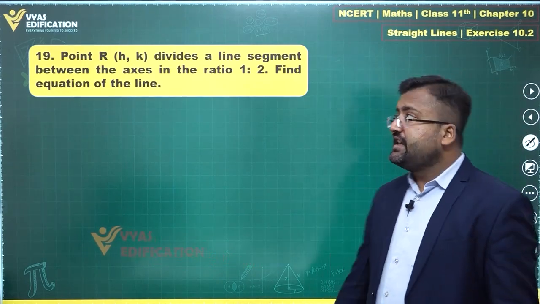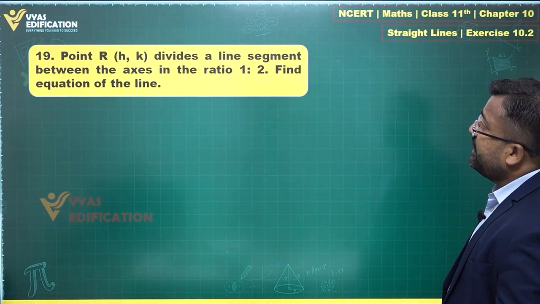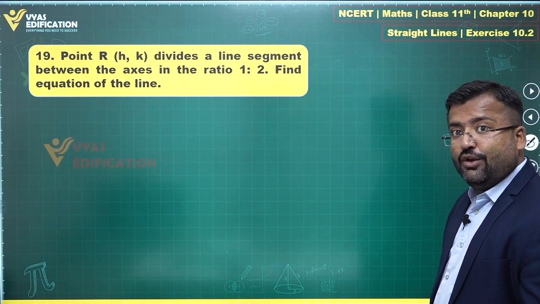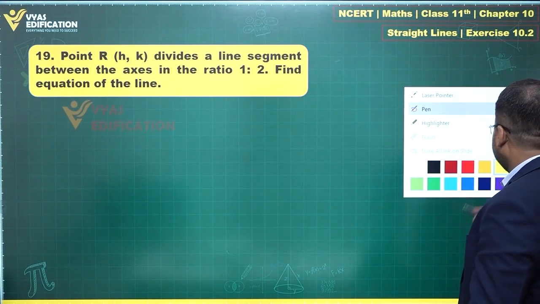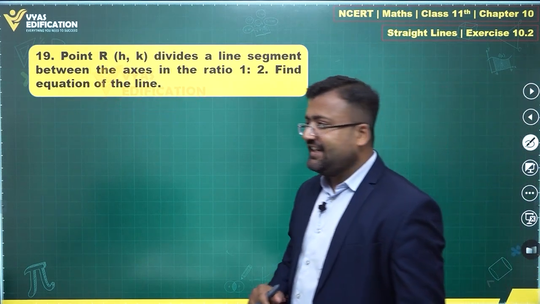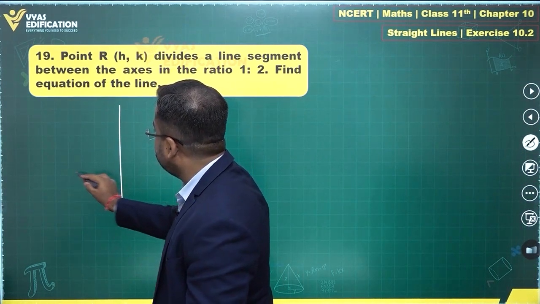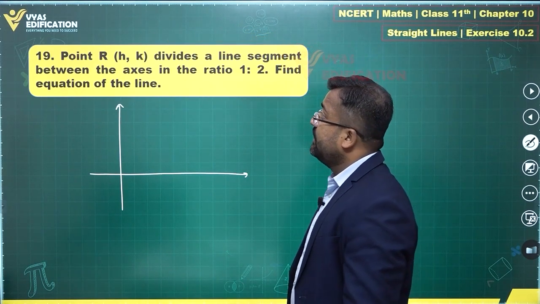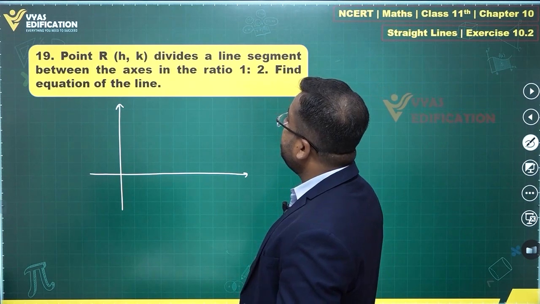The 19th question says: point R (h, k) divides the line segment between the axes in the ratio 1:2. Okay, a similar question. We just mentioned that similar questions could be asked. And yes, a similar question has come in front of us. It divides the line segment between the axes.